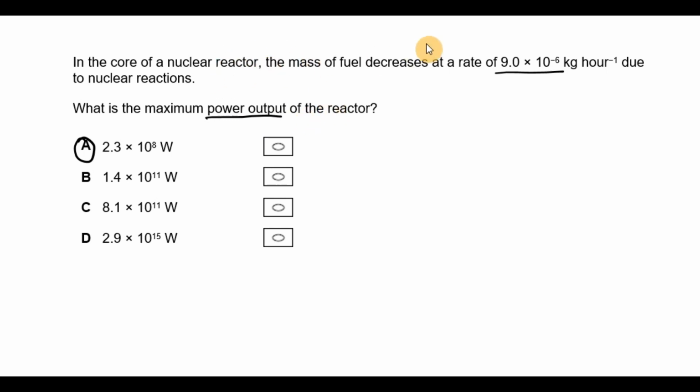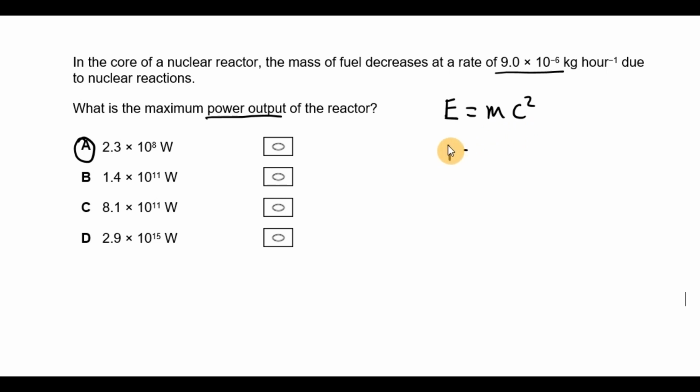Well, the reason the reactor is producing energy is because its mass is decreasing. It's converting its mass into energy, or its rest energy into another form of energy. So if we know how much the mass decreases by, we can find out how much energy is produced by using that most famous of all equations, E equals mc squared. Energy equals mass multiplied by the speed of light squared.